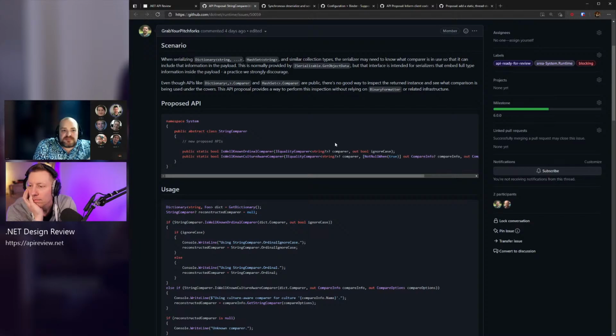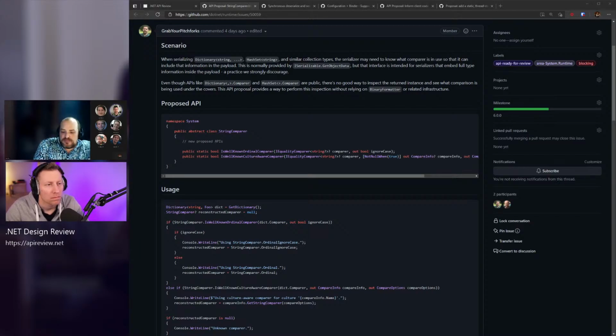And it turns out that's not actually a very straightforward question to answer, because we have a concept of built-in comparers in the framework, StringComparer.Ordinal, StringComparer.OrdinalIgnoreCase, and so on. But there are other comparers that are not the exact instances returned by those singletons that still have basically equivalent behavior when dictionaries, hash sets, and others are constructed around them.